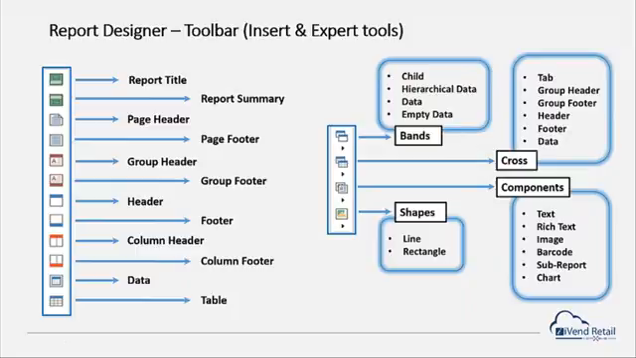And also it is possible to use as many bands of one type as you wish. For example, you can use two header bands and they will be output in the order of their position on a page. In other words, the band furthest up the page will be printed first, followed by the other bands of the same type.